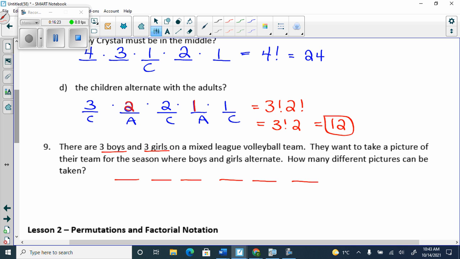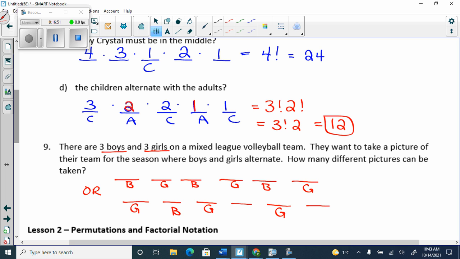So do you do the 2 lines and then add them? Yes, do another one underneath. So we're going to do 2 cases. We're going to start with boys on this one. And then we're going to start with girls on this one. Times it by 2, exactly.